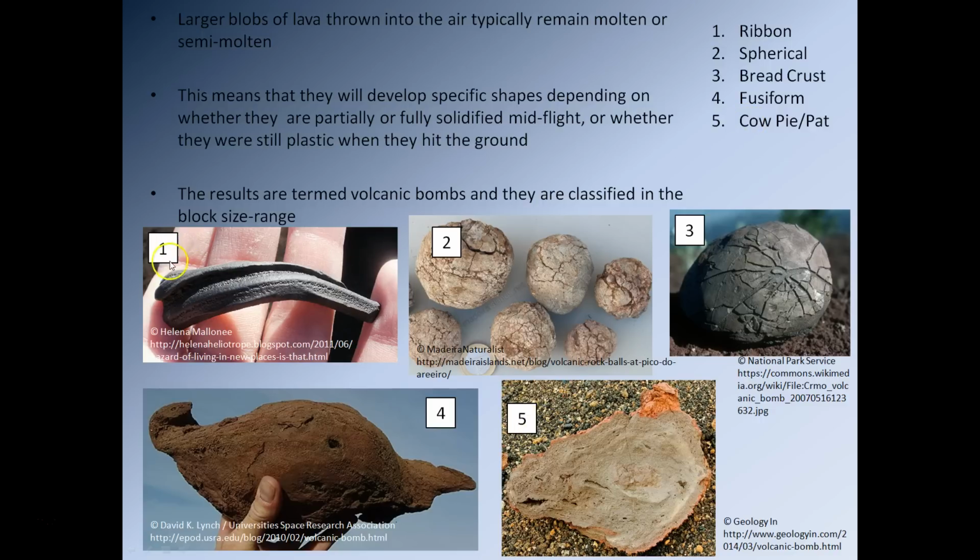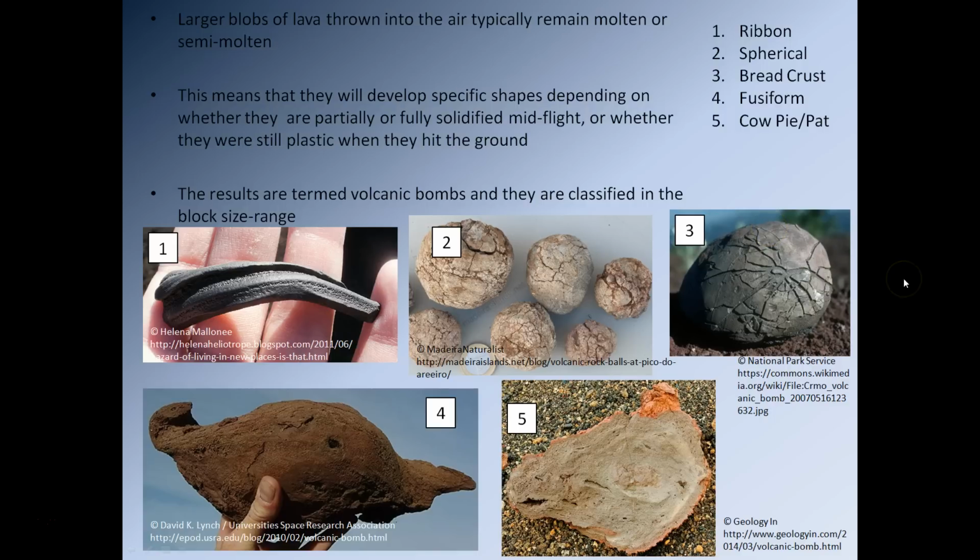So in the case of a ribbon bomb, essentially the blob of magma, a blob of lava that's gotten thrown up into the air, essentially begins to rotate as it moves through the air, and it begins to get drawn out into a ribbon. So it forms a spiral, essentially. And so you end up forming these very, very distinct ribbon bombs. In the case of a spherical bomb, also referred to as a cannonball bomb, the blob of lava goes up into the air, it forms an approximately spherical shape, and it cools down in the air and it hits the ground pretty much solid.